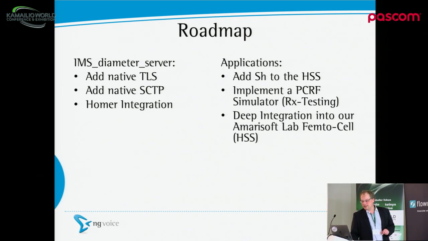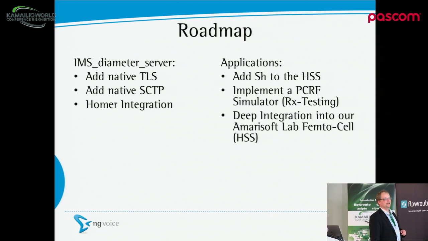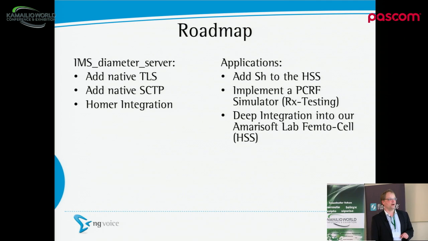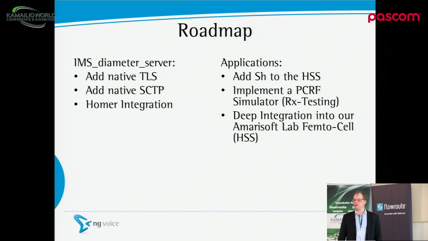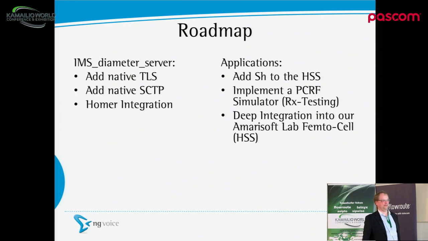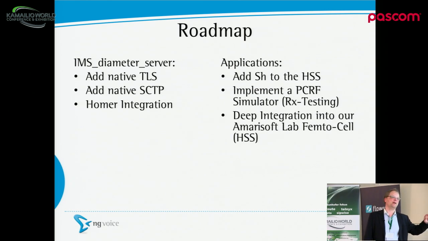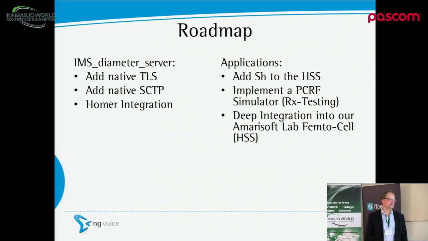On the application side, if you look at our home subscriber server, you will see that we only have the Cx and Dx interfaces at the moment, because we're driven by requirement and not by what should be to be feature complete. For example, we didn't implement Sh on the home subscriber server because we don't have any applications to query Sh. So it didn't really make sense.